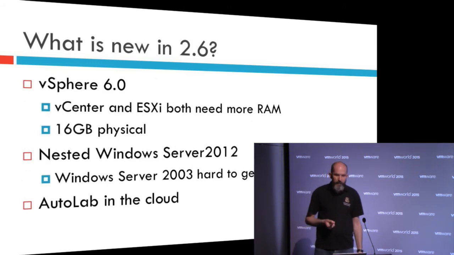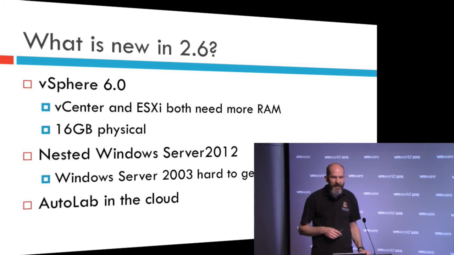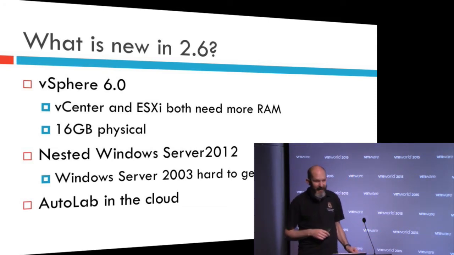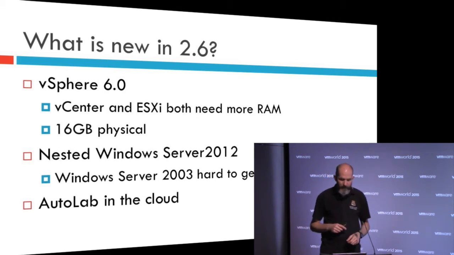So what's new in AutoLab version 2.6? This is the version that was released earlier this year, and the headline thing was support for vSphere 6. Prior versions, basically I've released new versions of AutoLab every time a new version of vSphere is released. Sometimes there was a really long lag. Happily there wasn't much of a lag here because I had some support from Ravello to put some time in and actually get the vSphere 6 support.